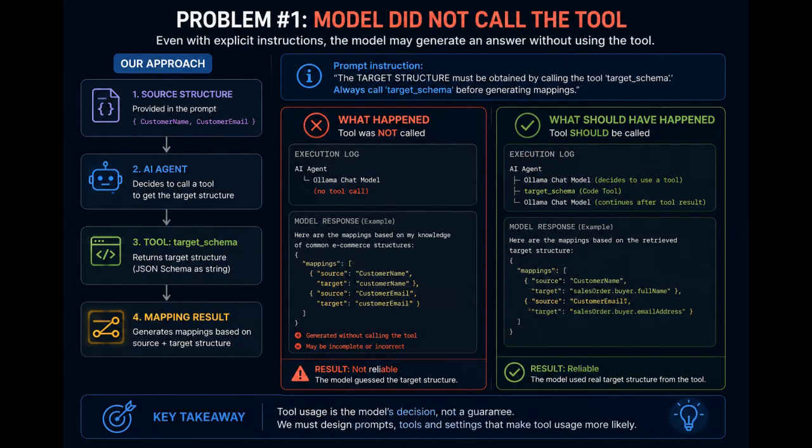However, this introduces a new challenge. Even though the prompt explicitly requires the tool to be called, language models do not always follow such instructions. Tool usage remains a decision made by the model itself. As a result, the model may attempt to generate a response without retrieving the target structure first.